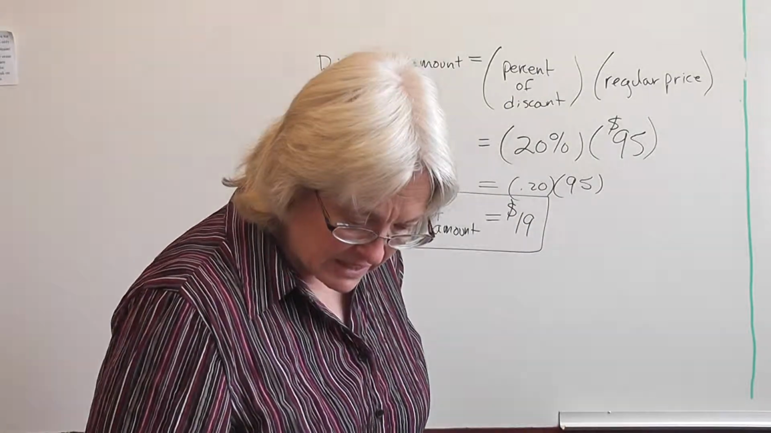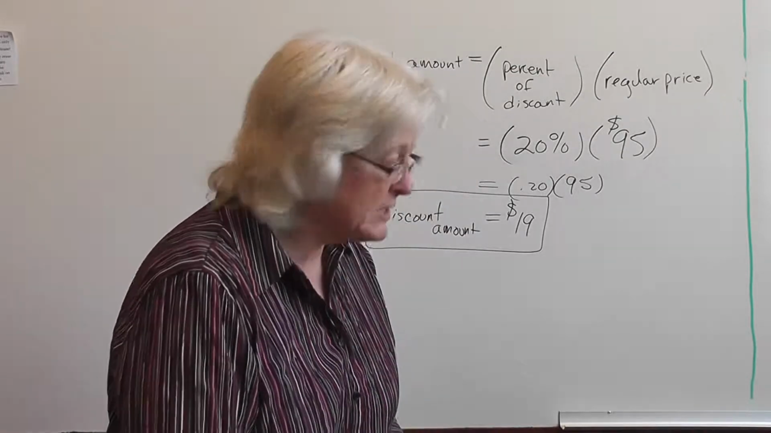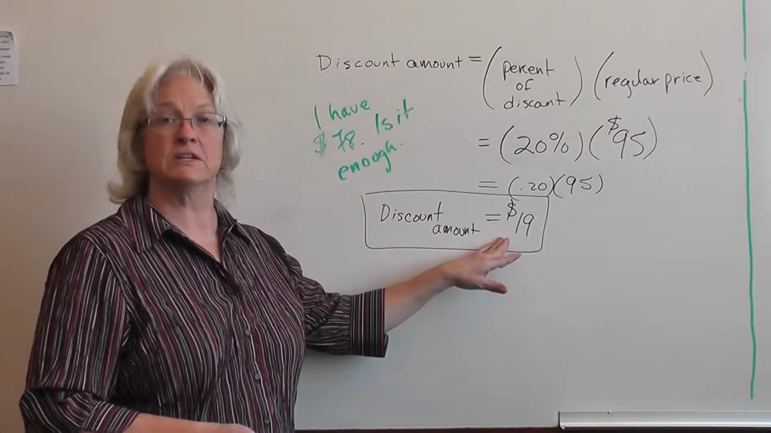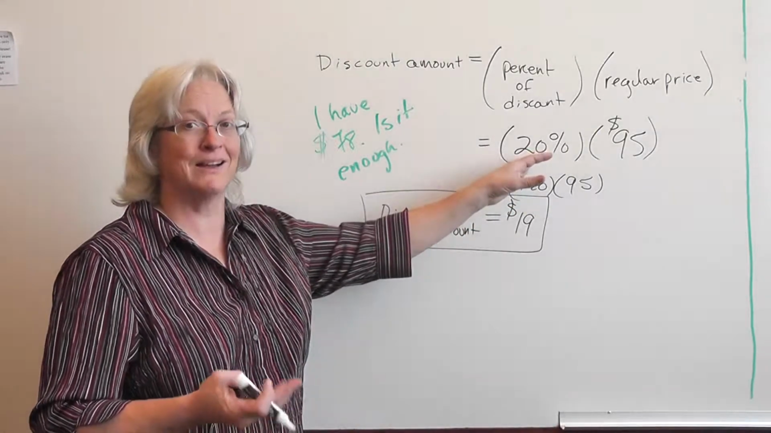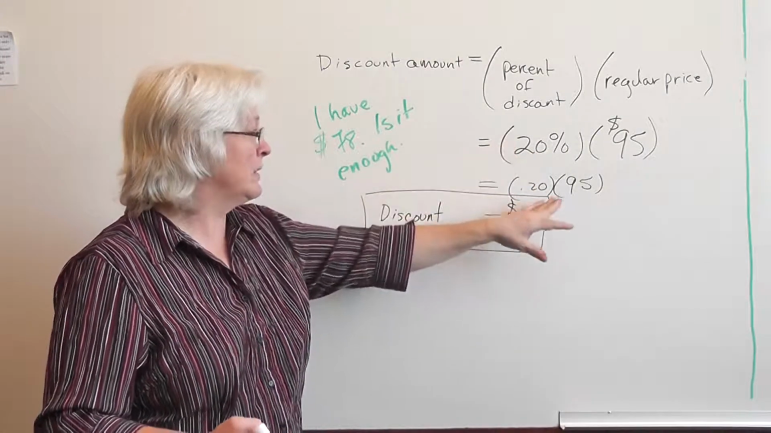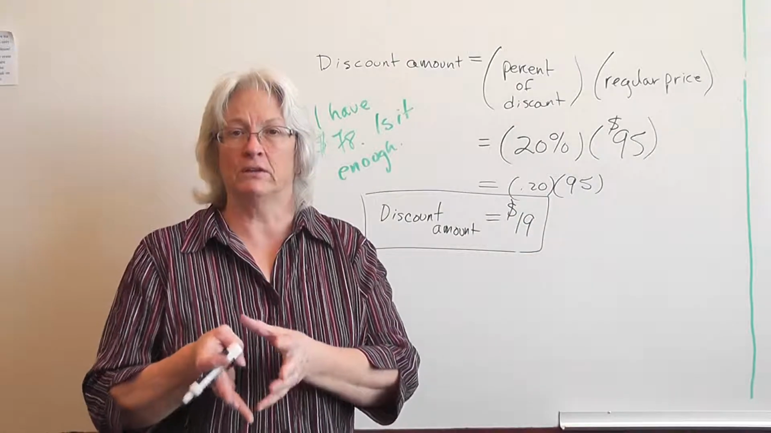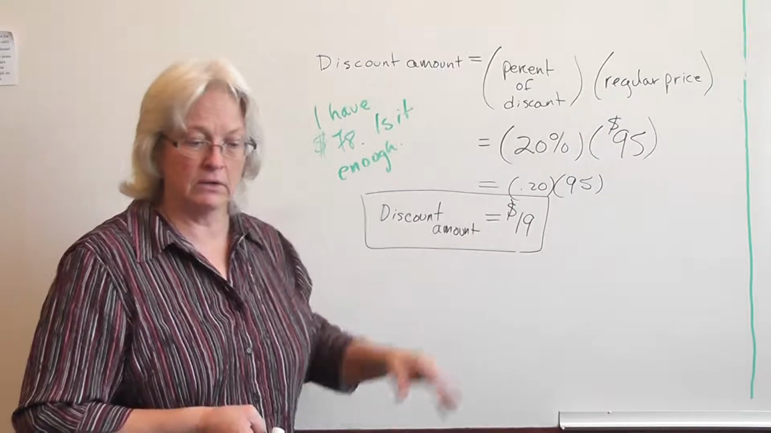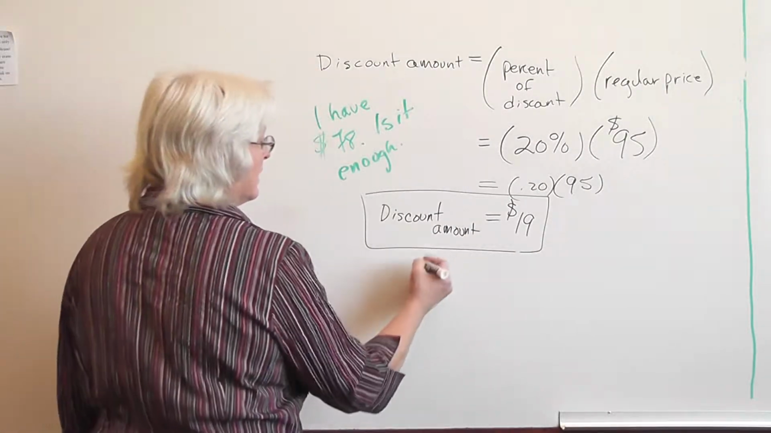I want to see exactly how they phrase the question here. The question asks, what is the discount? Here's the discount amount. Not what is the discount? It's 20%, teacher, I know. Convert that 20% into the fact that the amount of the discount in dollars is $19. And then the final part of the question is, what is the sales price?